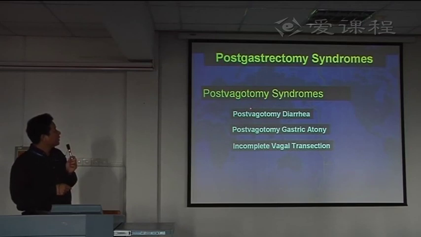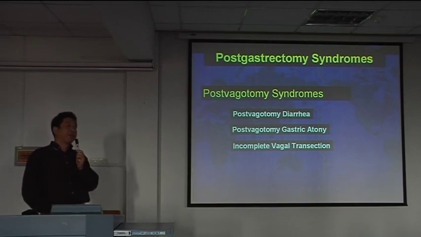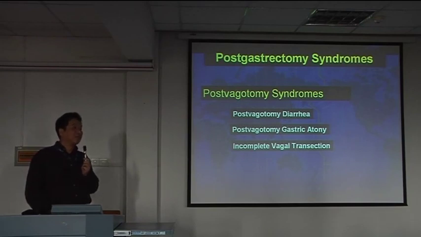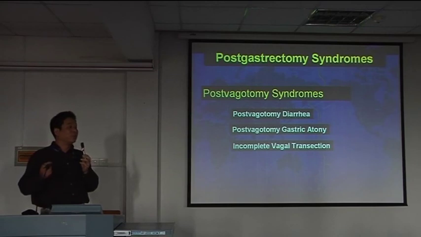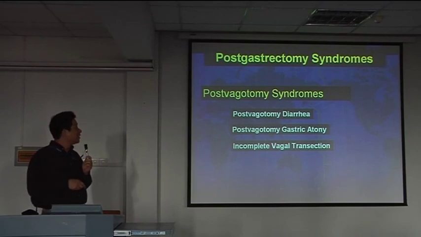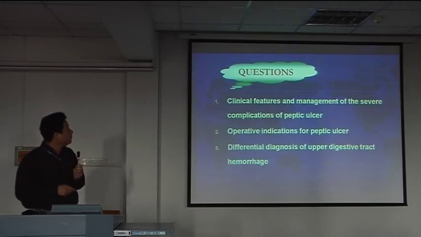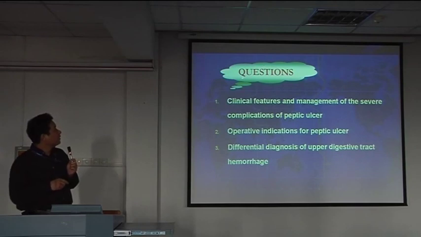And after vagotomy, there are some syndromes or complications. One of them is diarrhea, especially after vagotomy. The diarrhea may be very severe, 8 or 10 times a day. And there is gastric atony, that is, the stomach cannot move. The patient can have manifestations of vomiting, cannot eat anything, and so on. So these are the main problems that we should think about.